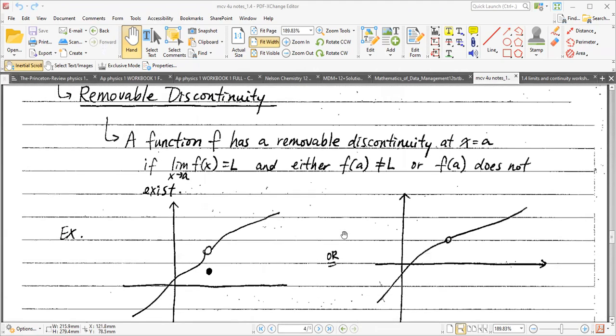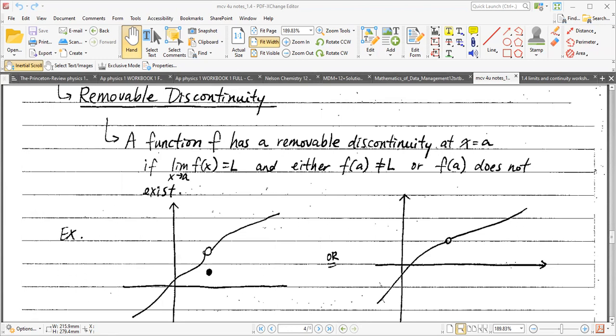Now, point discontinuity or removable discontinuity. Let's say here is L, right? The limit from the right, this is A, and x goes to A from the right, the limit is L. And the limit when x goes to A from the left is again going to be L.